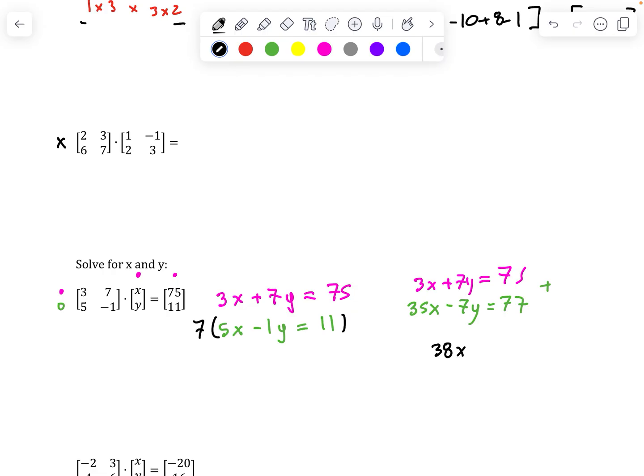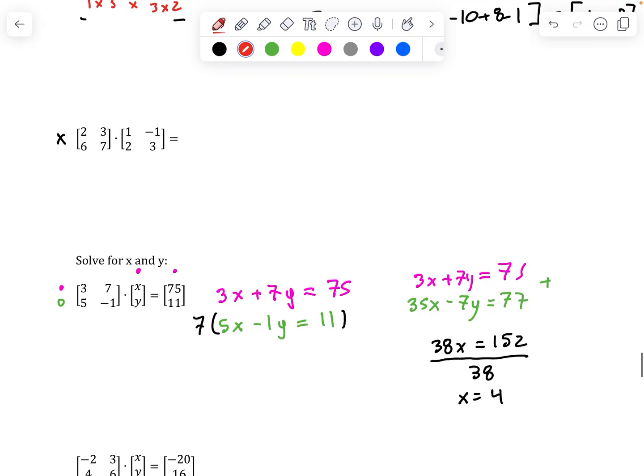If I add them together, I get something like 38x equals 152. Excuse me, 152. I divide by 38 and I get x is equal to 4.